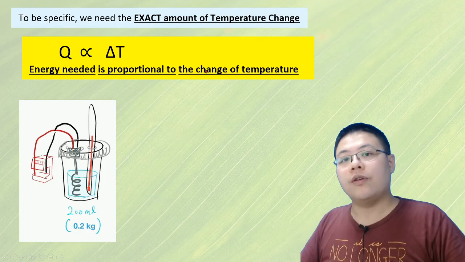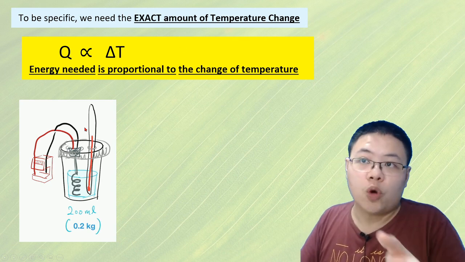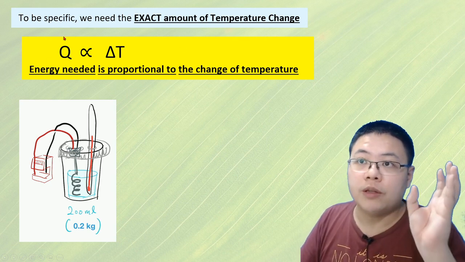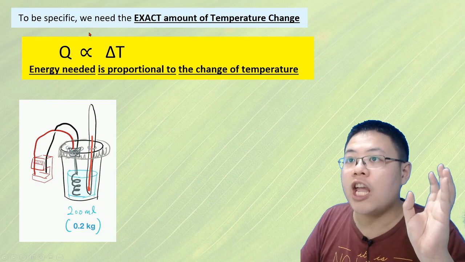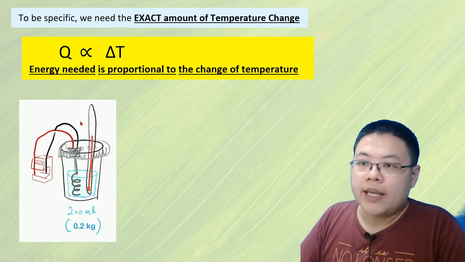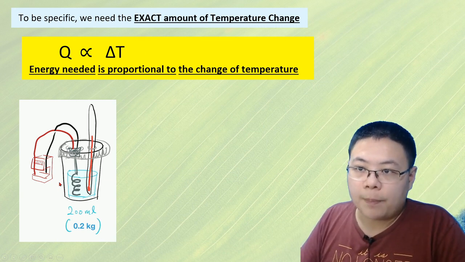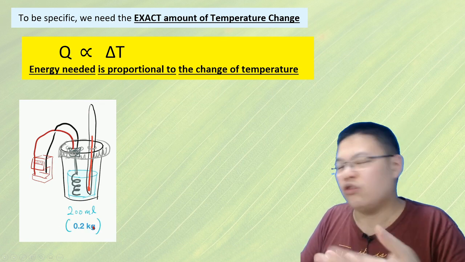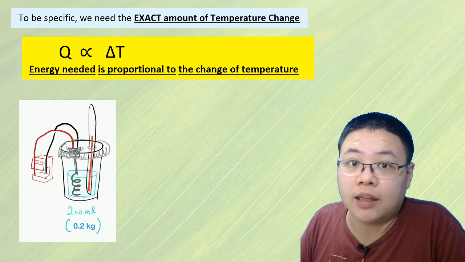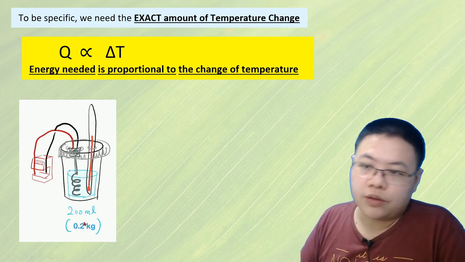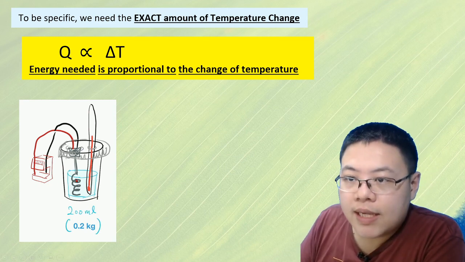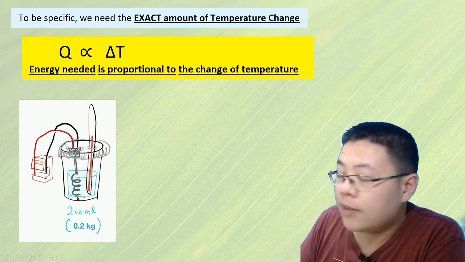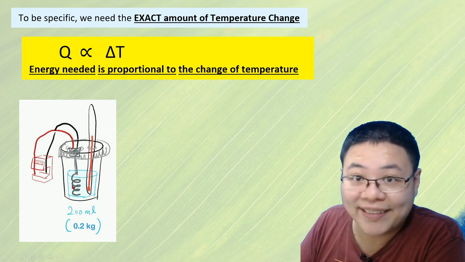Okay, we will also perform an experiment to show this relationship, the relationship between the heat energy and the change in temperature. So in this experiment, we have a cup of water. We choose 0.2 kilogram. You can choose other, but that is what this textbook uses. Okay, and then this curly bit is the heater.